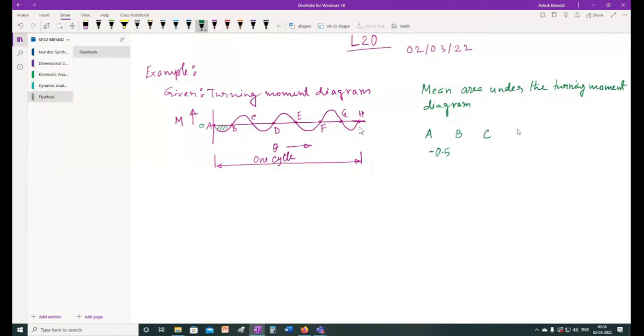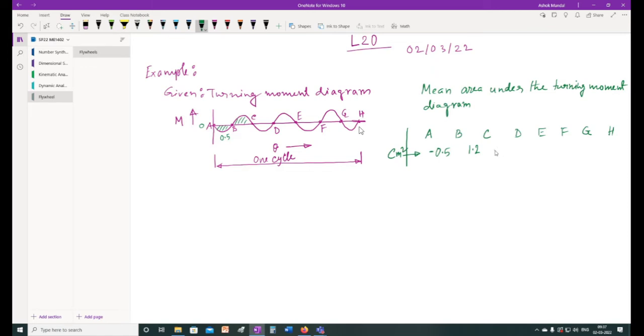Let me write them: E, F, G, and H. Between B and C, this area is 1.2. All these areas are given in centimeter squares. So this area is minus 0.5 centimeter square, and this area is 1.2 centimeter square.